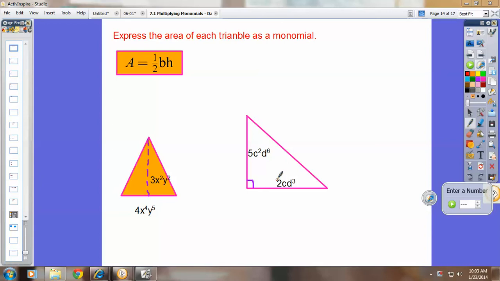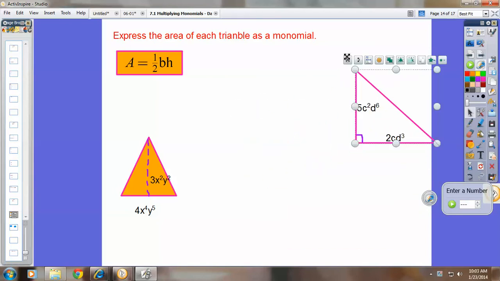Now we don't know what x and y and c and d are, do we? We don't know those values, so it's just going to be an expression. Our area is going to be represented as an expression. So look at this first triangle over here on the left-hand side for right now. Let's find the area.